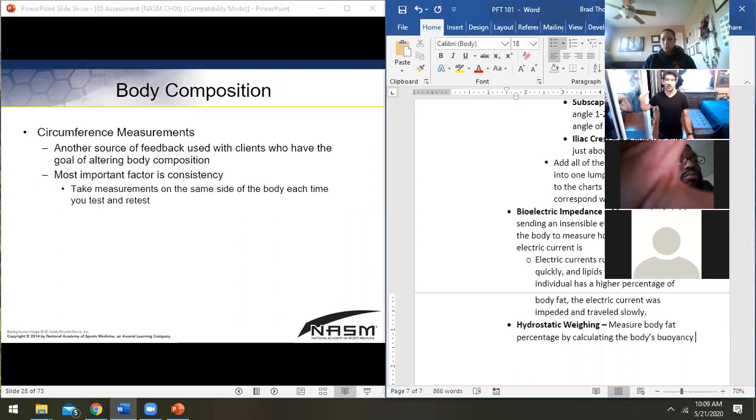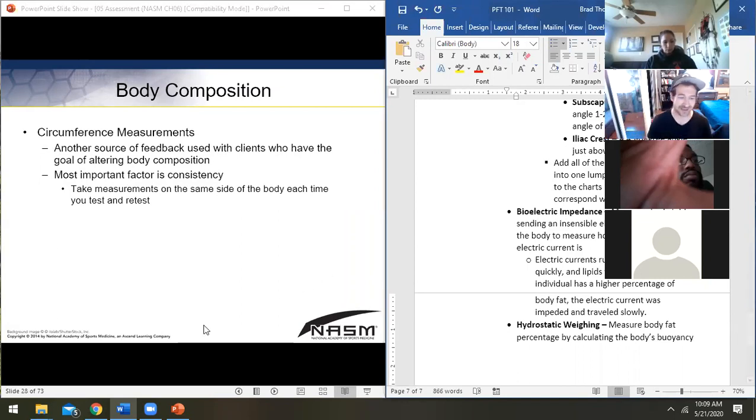We know how much 180 pounds is supposed to weigh underwater. If it weighs a lot less while it's underwater, we know that there's more lipids, because lipids don't have as much density as water does. So the body will weigh less underwater.